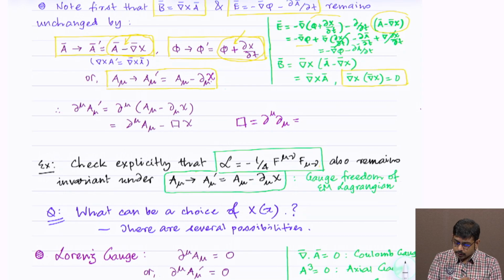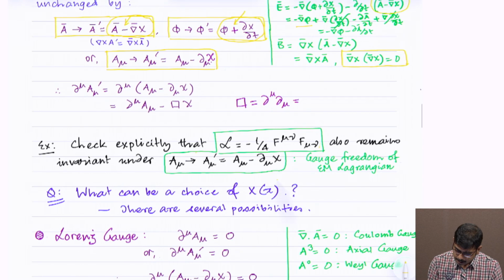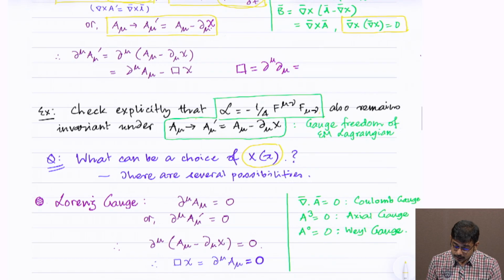Now, I would like to ask the question, what can be the choice of this chi, which is of course a function of the space time points x. So, what can be this choice? So, the answer is that there are several possibilities of doing that, and that is what is called the choice of a specific gauge. The one that we are going to adhere to is called Lorenz gauge.